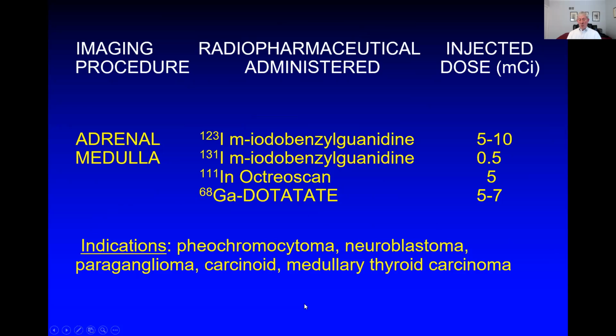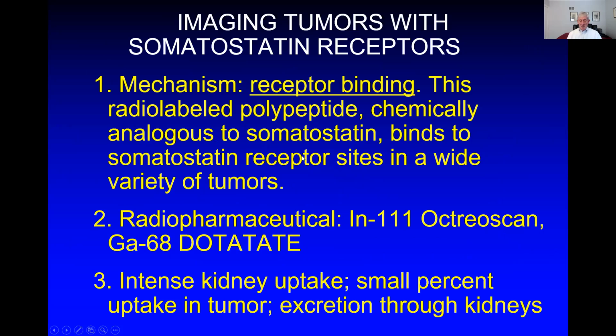So I want to clarify one thing, and it's going to take this slide and the next one to do so. MIBG is good for all of these tumors, and so is Octreoscan. But on the next slide, you're going to see a lot more tumors imageable with Octreoscan, but not with MIBG. So MIBG is only these neuroendocrine tumors, and Octreoscan binds to any tumor that has a somatostatin receptor site. And there are lots of those.